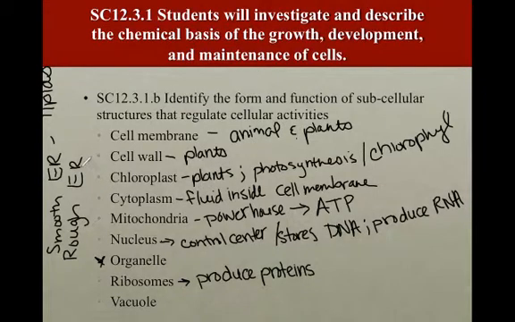Why is it called rough? What does it have on its surface? Ribosomes. So it produces what? Yep, protein. I don't know if you can read that very well. But they have ribosomes on their surface, which means they produce proteins. And then there's one more missing. Where does everything that gets produced in the ER go first, before it leaves the cell?